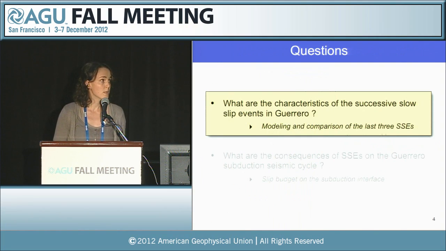So the questions concerning the occurrence of these events, particularly in the context of this seismic gap, are the following. We'll see what the characteristics of the successive slow slip events in Guerrero are, and for this, we'll model and compare the last 3 slow slip events. In the second part, we will see what the consequences of the slow slip events are on the Guerrero subduction seismic cycle.